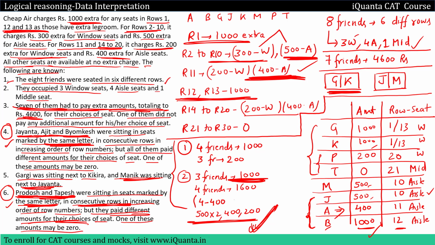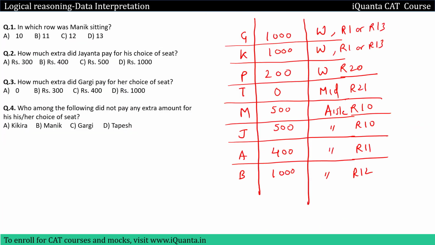Let us go to the next slide to answer the questions. The first question is, in which row was Manik sitting? Manik is sitting in row 10. Option A will be the answer. Second one is, how much extra did Jayanta pay for his choice of seat? So J paid 500 extra. Then question 3, how much extra did Gagi pay for his or her choice of seat? So Gagi paid 1000. Fourth one is, who among the following did not pay any extra amount? So this is Tapesh. That's it.